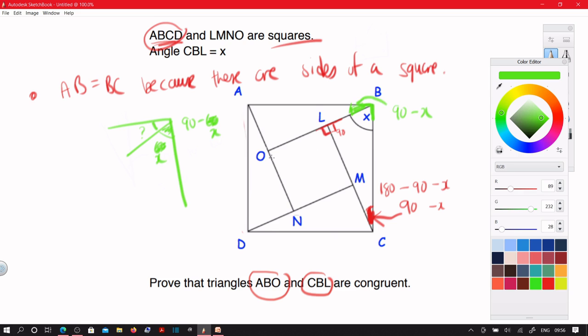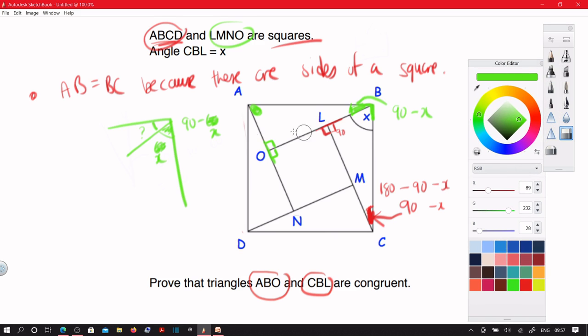This one is definitely 90 because it's a square. We've already established that. So therefore this is going to be 90 as well, because angles in a straight line add up to 180. My job now is to work out this one. I'm going to do that now.